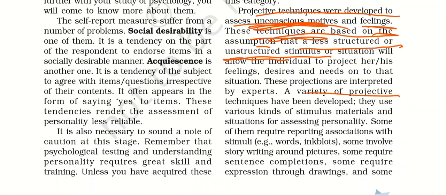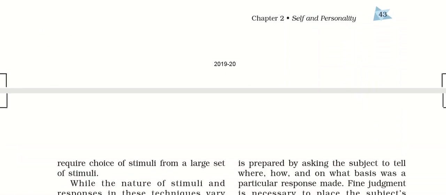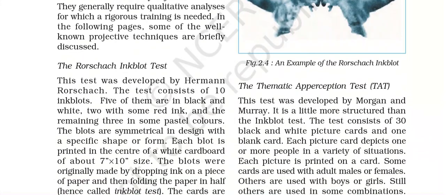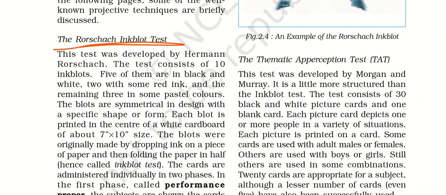A variety of projective techniques have been developed. They use various kinds of stimulus material and situations for assessing personality. So read about projective techniques. First is the Rorschach ink blot test, which was developed by Hermann Rorschach. The test consists of 10 ink blots. 5 of them are black and white, 2 with red ink, and the remaining 3 in pastel colors. The ink blots are symmetrical in design, and they form a specific shape or form.